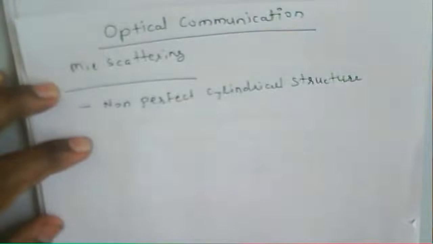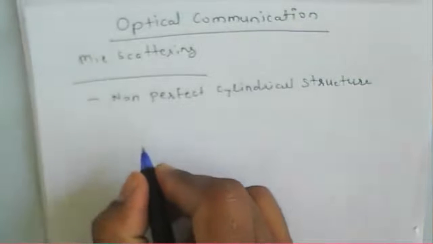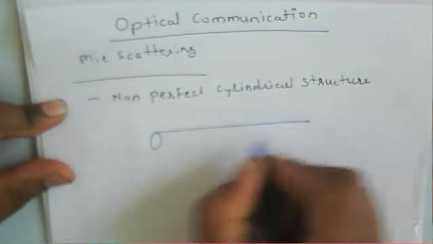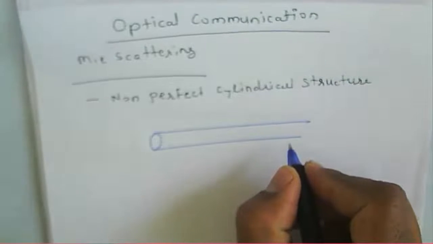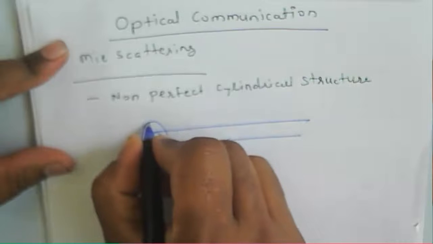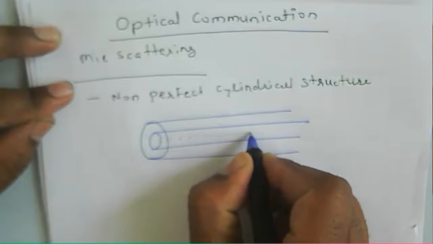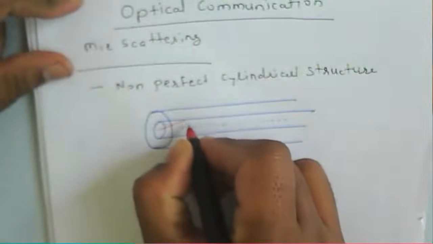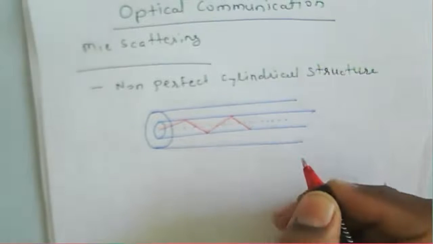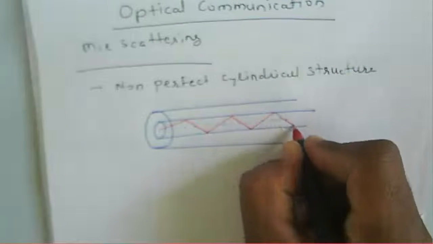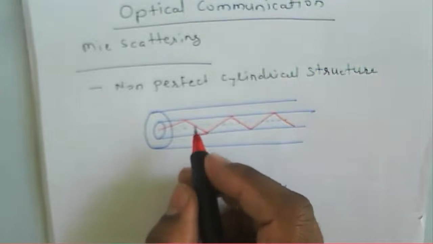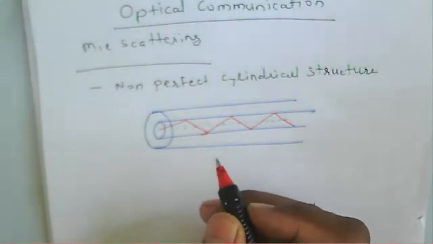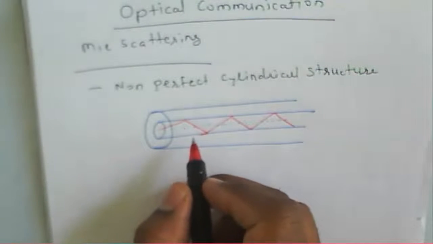Means if you look at the optical fiber, the core and cladding boundaries are specified there. We can consider this the core of the fiber, this is the cladding, and this is the axis of the core. Now the signals, which are nothing but light rays, are propagating through the fiber, reflecting from the boundaries of the core and cladding. The rays make an angle greater than the critical angle, and then they are reflected.